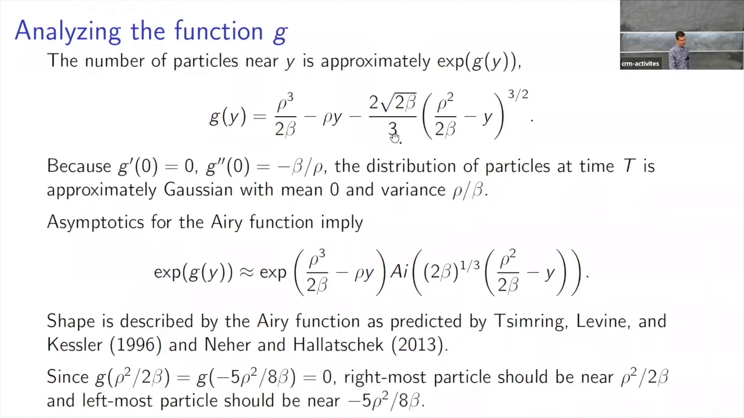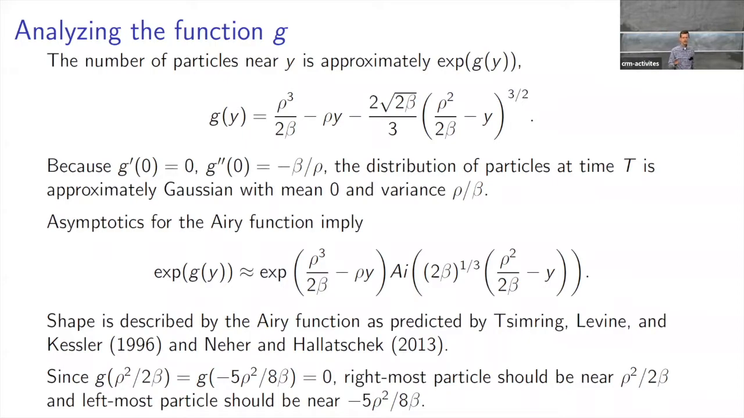So here again is that expression for g of y. One can check that g prime of 0 is 0. So the function g is maximized at 0, and that tells us that most of the particles are going to land close to the origin. We can also compute the second derivative of the function g at 0 to be minus beta over rho. And that's now suggesting that the distribution of the particles at time t should be approximately Gaussian, with a mean of 0 and a variance of rho over beta. And that idea that the distribution of the locations of particles should be approximately Gaussian appears in the biology and physics literature, as I mentioned last time.